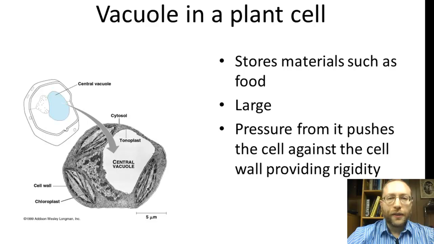Also, it contains water, and water provides pressure that pushes the cell up against the cell wall, and this provides rigidity to the plant. You ever notice how if you've gone for a while without watering a houseplant, it starts to droop? And the reason why it's drooping is because there's not enough water inside this central vacuole to push the cell up against the cell wall, and that makes the plant start to droop.